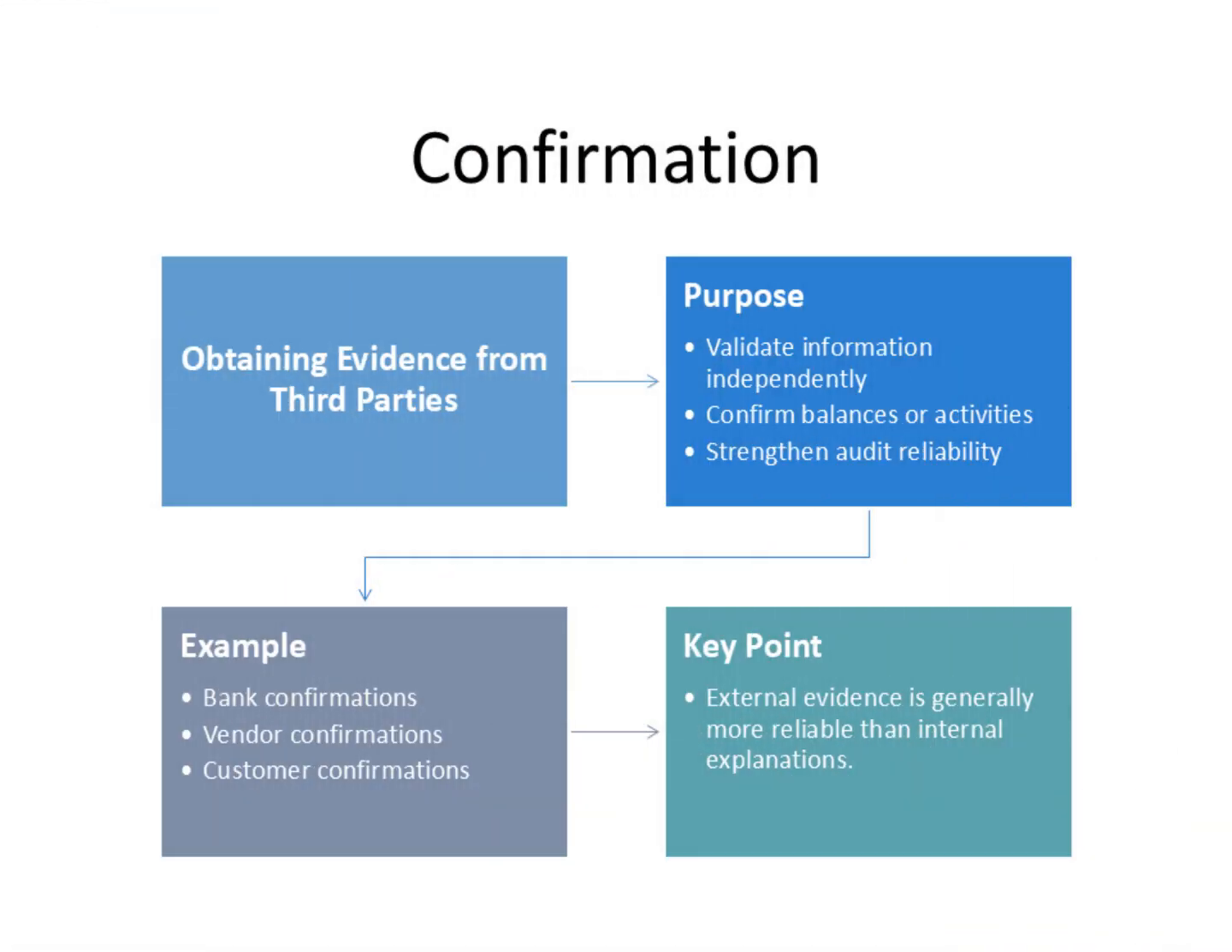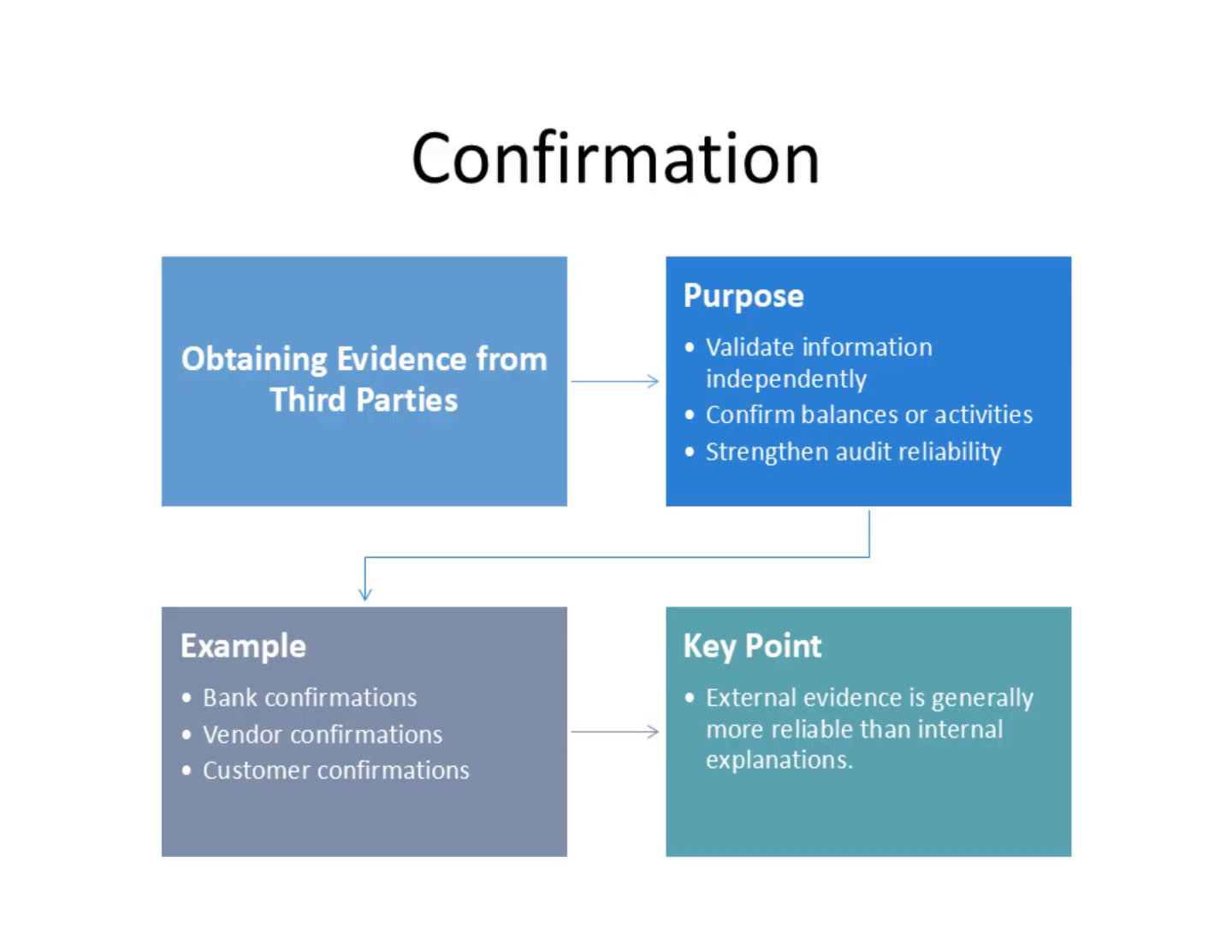Confirmation is an audit procedure used to obtain evidence directly from independent third parties. The purpose of confirmation is to validate information independently, confirm balances or activities, and strengthen the reliability of audit evidence. Because the information comes from an external source, confirmations are generally considered stronger and more reliable than internal explanations or undocumented statements.